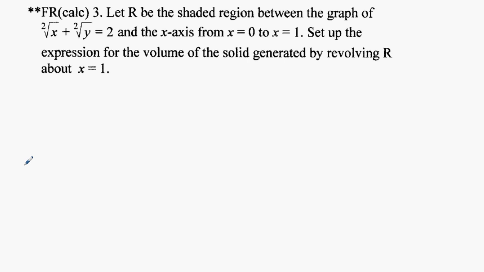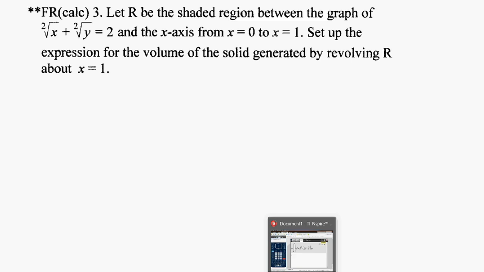Now, last problem. Let big R be the shaded region between the graph of the square root of x plus square root of y equals 2 and the x-axis from x equals 0 to x equals 1. Set up the expression for the volume of the solid generated by revolving R about x equals 1.